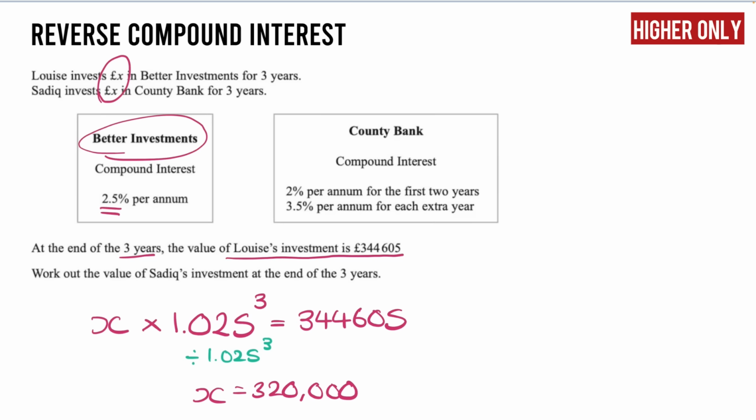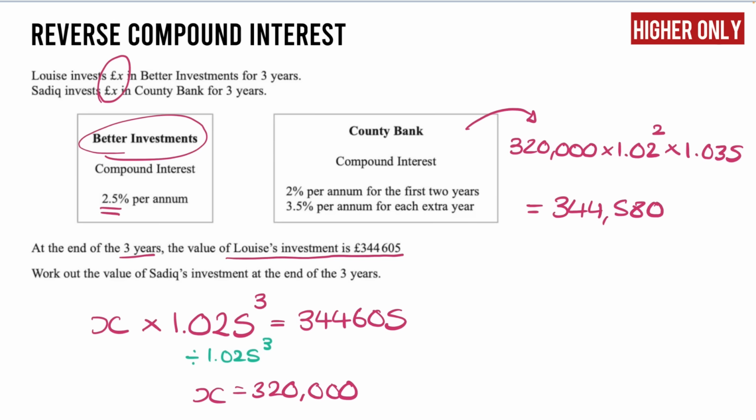So when we are looking at the next person here, which is Sadiq's investment, we can take the £320,000 and we can apply that to the other bank. So we have £320,000 in the first 2 years. He's getting 1.02 for 2% to the power of 2, and then after that gets 3.5%, so 1.035. We can actually type that all in one go, so times 1.02 squared times 1.035, and we get the final amount of money, which comes out as £344,580 and 48 pence. So that was using compound interest in reverse and then applying that and using it going forwards again.